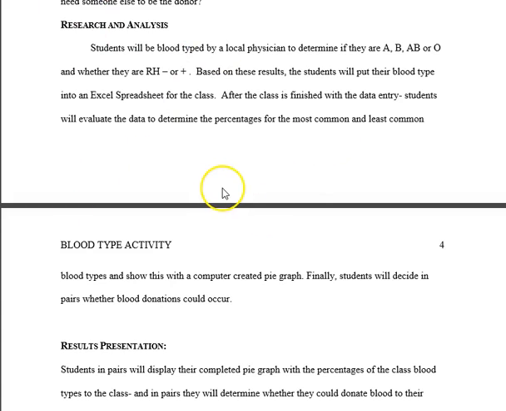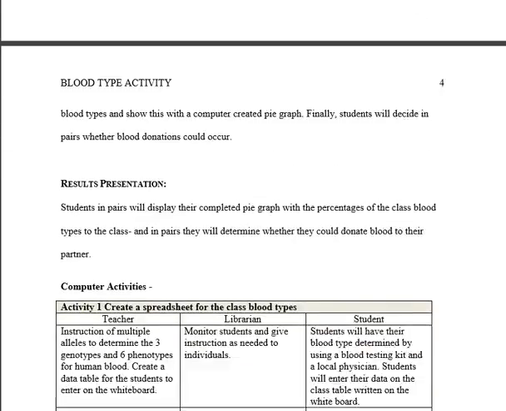Somewhere within your lesson plan you need to talk about the research, what the students are going to be finding out or gathering, and then the analysis. How are they going to analyze whatever it is that they find out? Now you may be doing a research project, so yours is going to sound different than a group that is being blood typed by a local physician and they find out what their different blood types are.